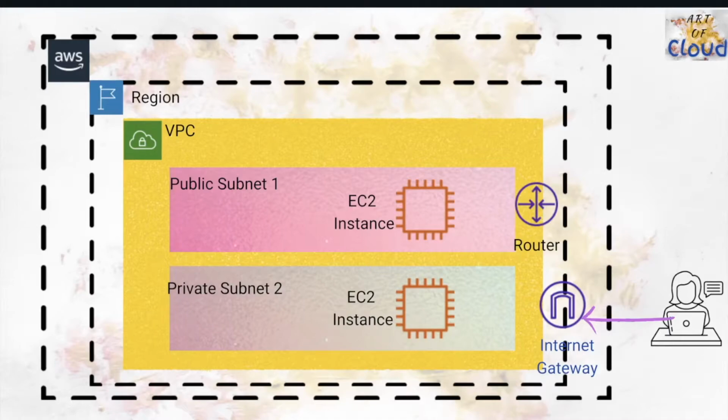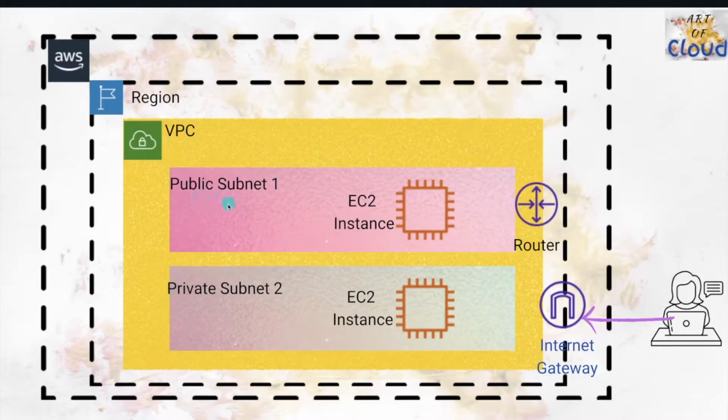So in this picture, what we are looking at is an AWS public cloud. Within AWS public cloud, there is something called a region. And within a region, we are launching a virtual private cloud, a VPC. You can have multiple VPCs within a region, but it's a regional construct. And within the VPC, we are launching two subnets.